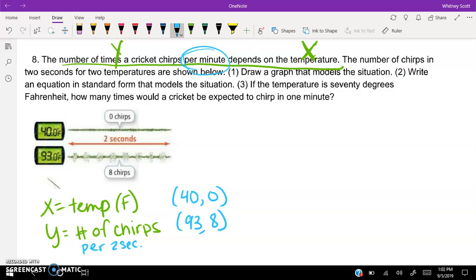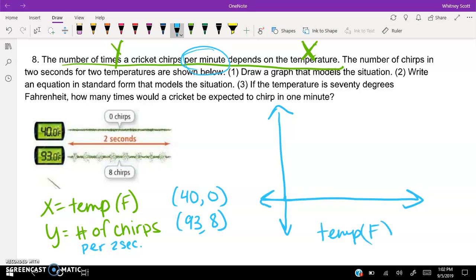So we need to draw a graph. Of course, we're only working with our first quadrant, and we need to label our temperatures Fahrenheit and our chirps. And again, we're doing per 2 seconds. Okay. And then we have 2 points, but that's all we need for a line.